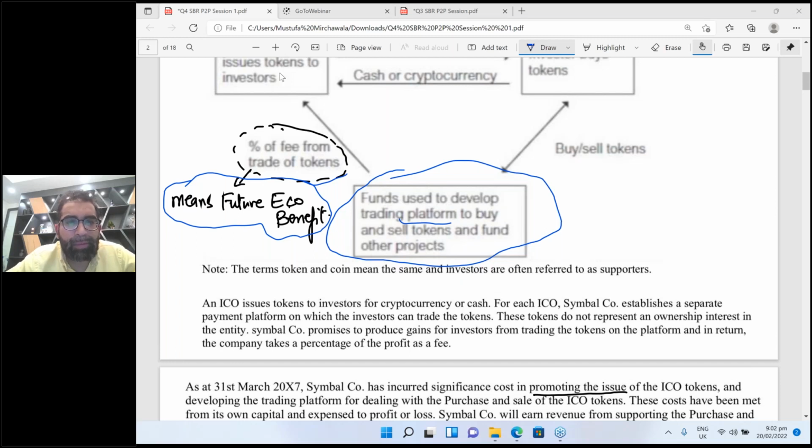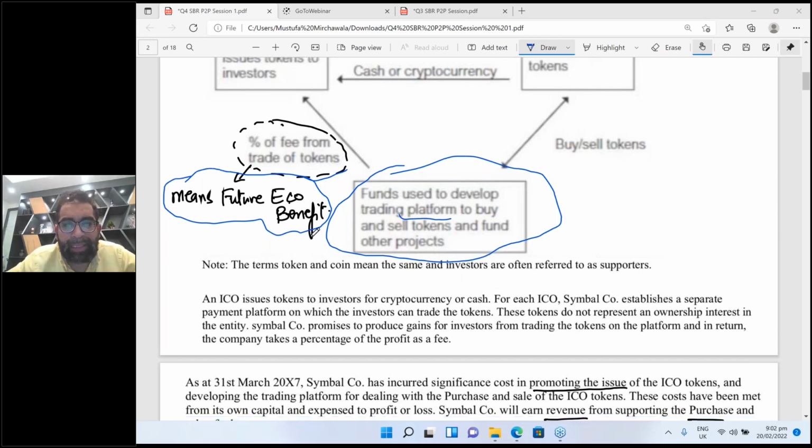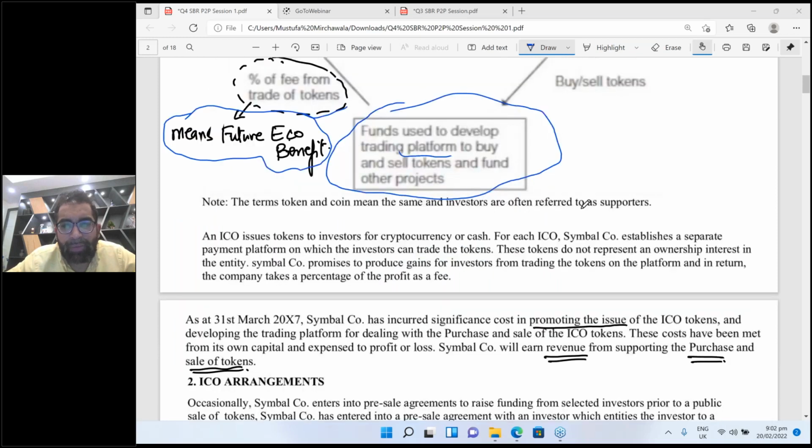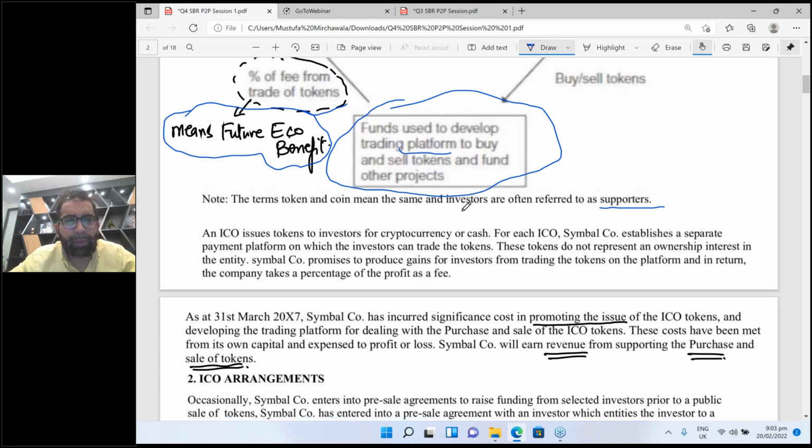Now the terms token and coin mean the same, and investors are often referred to as supporters. Remember I used the word crowdfunding. In crowdfunding, the people are supporters for new startups. Okay. Now an ICO.